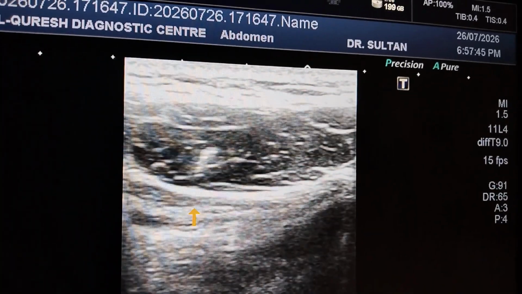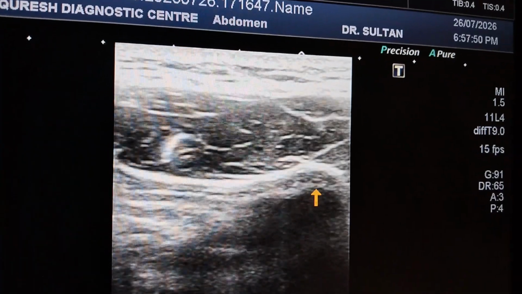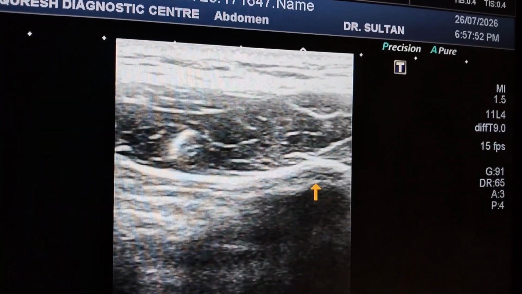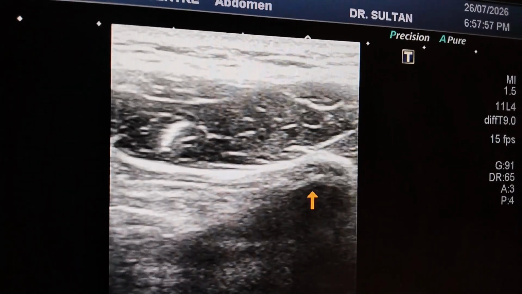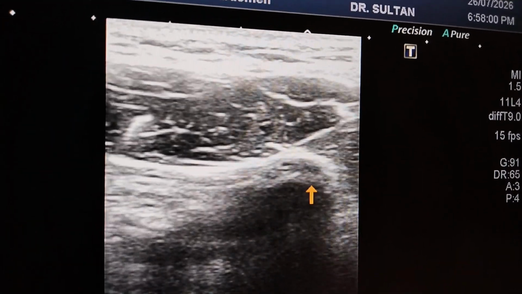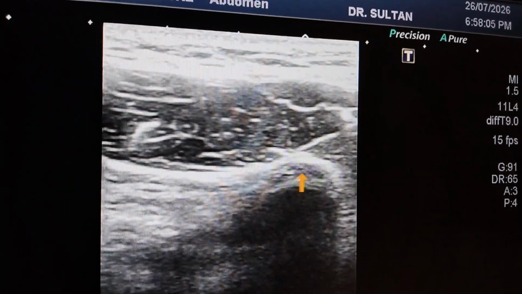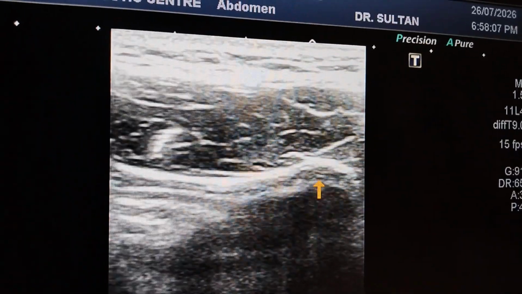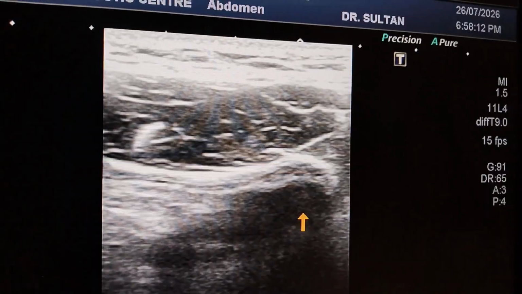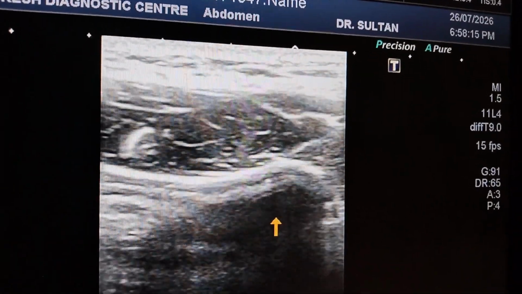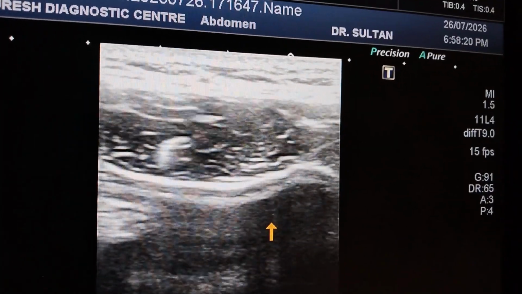This one, this is going, and this is the apex of the urinary bladder at the dome. Here it is connecting with the apex. However, there is no communication between the urinary bladder and this tract, the sinus tract. So the final diagnosis is the urachal sinus which got infected.